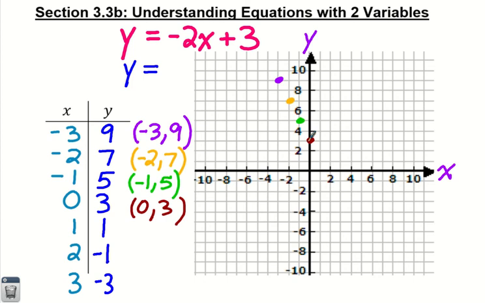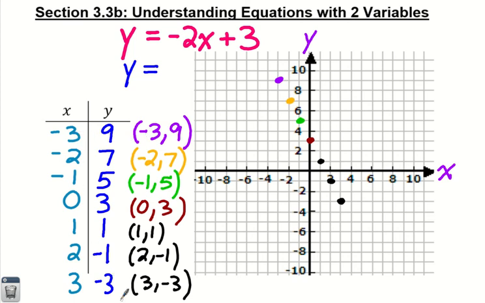So, I mean, the rest of them, right? 1 comma 1, 2 comma negative 1, 3 comma negative 3. These are all points on the corresponding graph. So 1 comma 1 is right there. 2 comma negative 1 is right here. 3 comma negative 3 is right there. Those are all the points that we just generated by making this table.